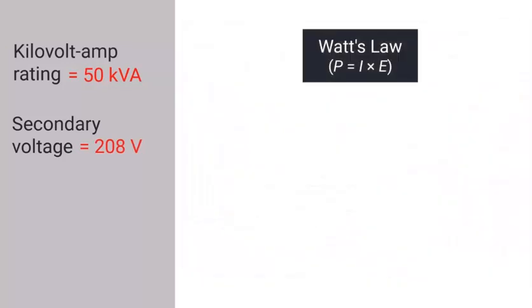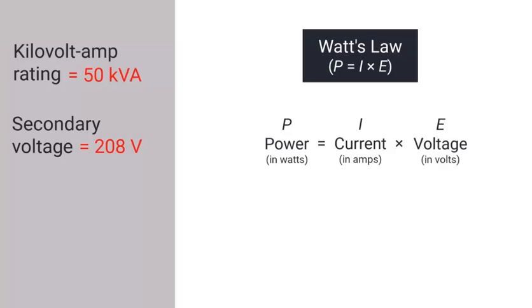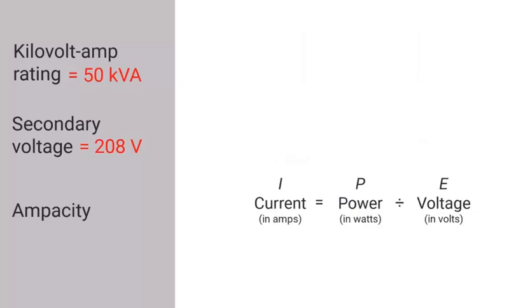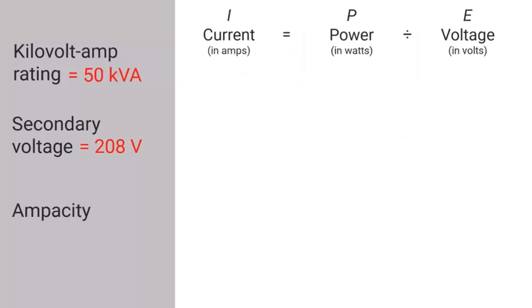Watt's law is expressed as P equals I times E. The power, or P, in watts, is equal to the current, or I, in amps, multiplied by the voltage, or E, represented in volts. To solve for the ampacity, we express the equation as current, I, equals power, P, divided by voltage, E. Now let's plug in the values from our nameplate.